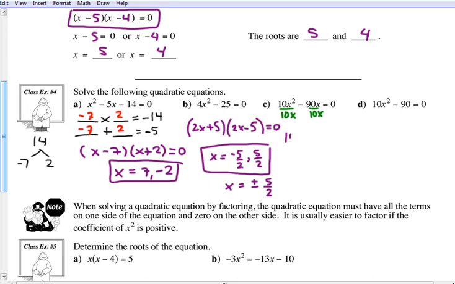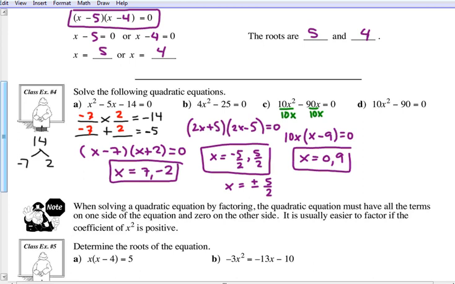Okay, so 10x. Remember when we factor something out, it goes in front. What's 10x squared divided by 10x? X. And then minus 9 equals 0. So what would make this 0? If x was 0, so if it's by itself, 0, or positive 9.